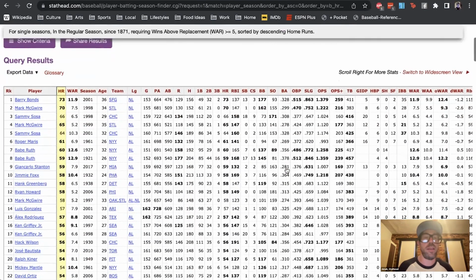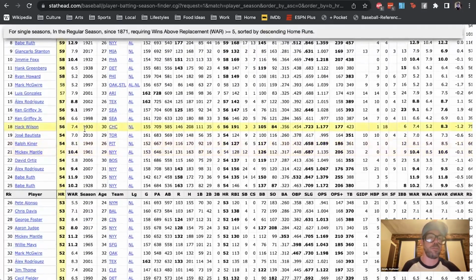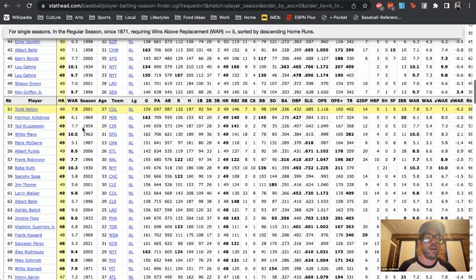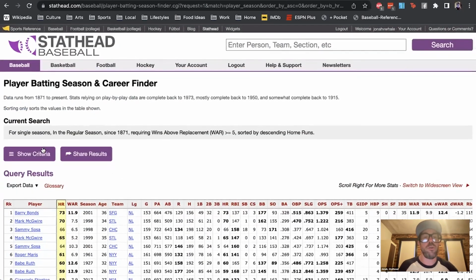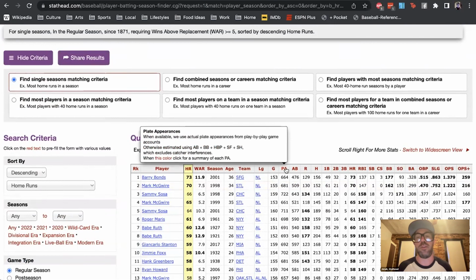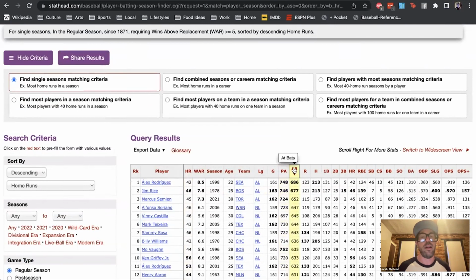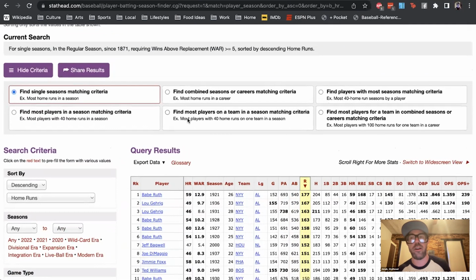So this is everybody who had at least five WAR in a season, and it's in order from most home runs to least. You can see there's a lot of players who did it. So that's these query results. That's probably the most self-explanatory part. Although I do want to point out that you can resort any of these tables by any of these columns just by clicking on the top.